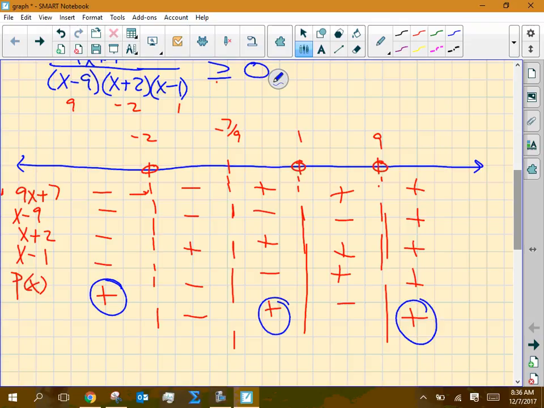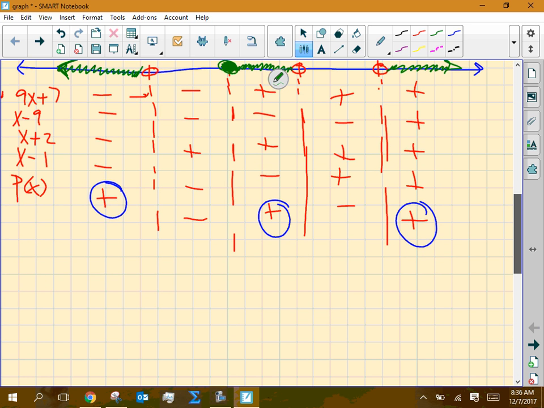So when we do this, I like to shade on my number line first, so I know I need to incorporate these values. Now, can I use -7/9? Yes, so that one needs to be closed in. And then we've got those guys over there.